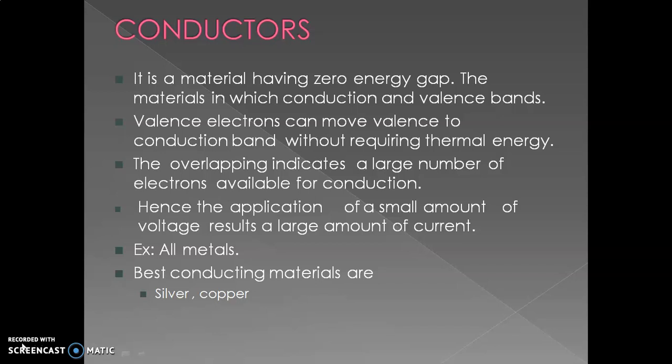Hence, only a small amount of voltage is required to conduct electricity. The electron can easily flow from the valence band to the conduction band. That's why all metals are good conductors. Best conductor examples are silver and copper.